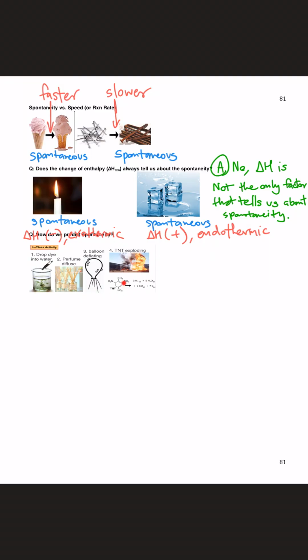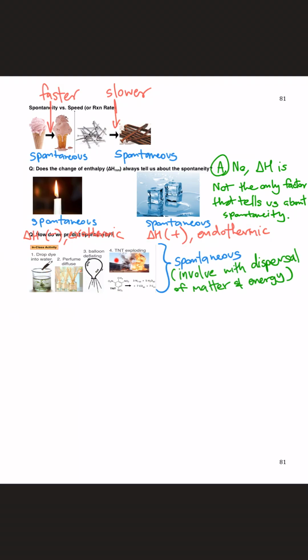All of these are examples of spontaneous processes, and what they have in common is that these spontaneous processes involve the dispersal of matter and also the dispersal of energy. And we can say that nature has a tendency to mix and to spread out or become more dispersed.